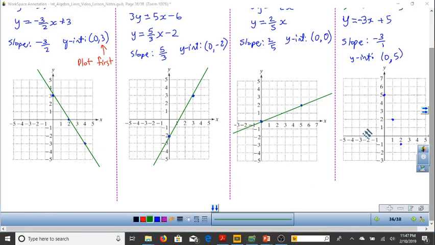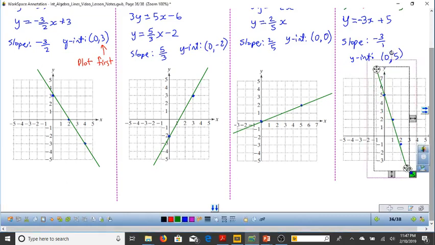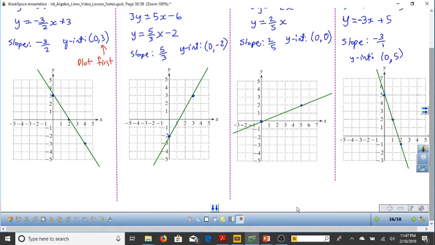And then graph the line. Again, I may need to make a little bit of an adjustment. Make sure you're using your ruler properly with this. And there we have that.